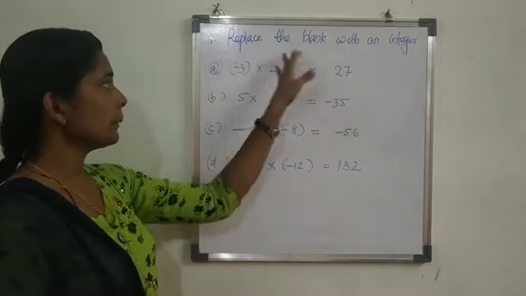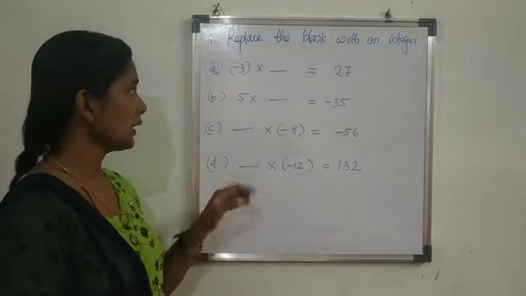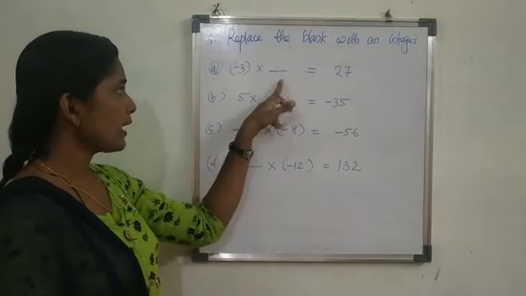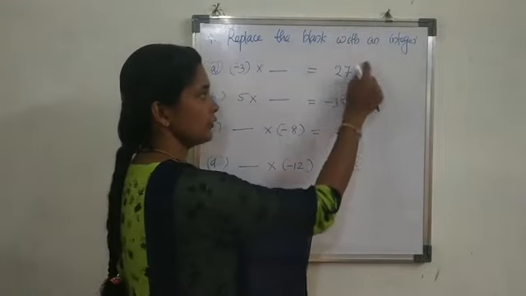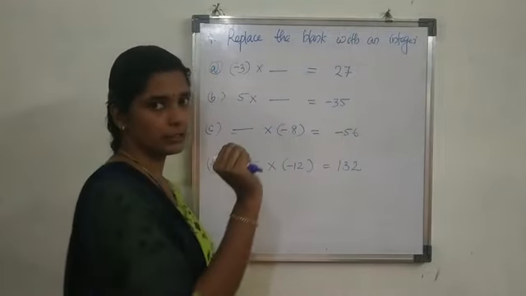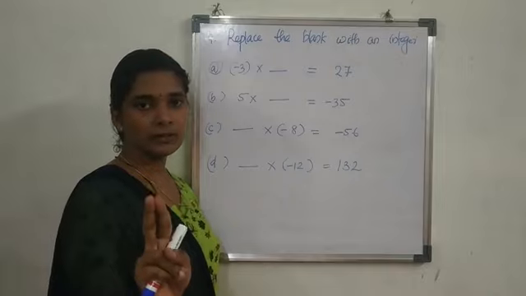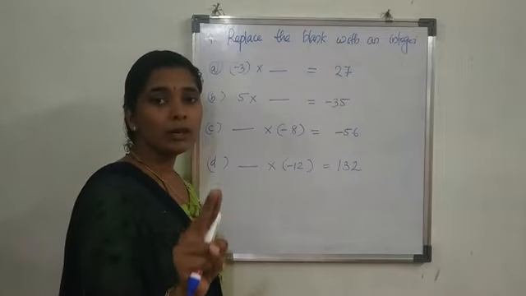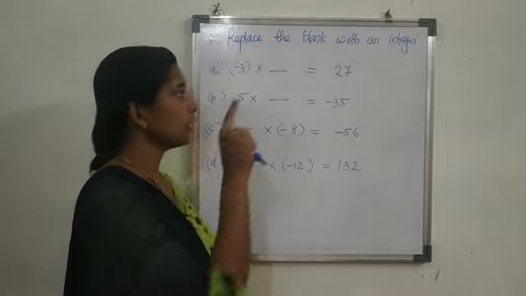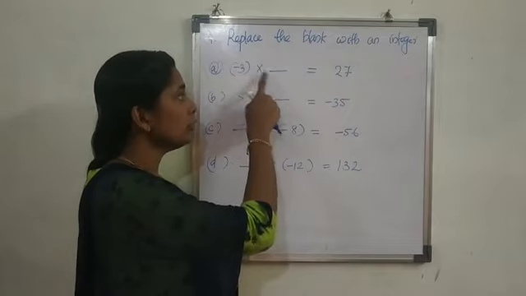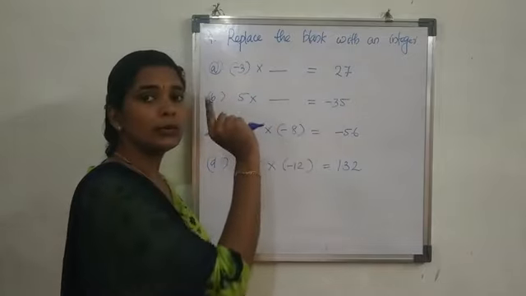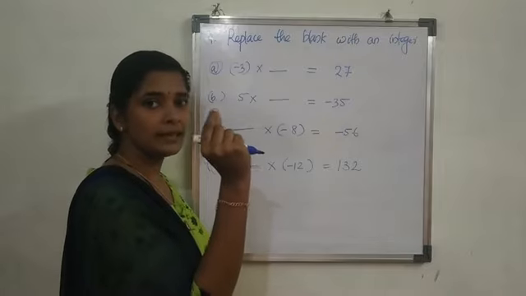Next, replace the blank with an integer. Minus 3 into dash is equal to 27. Okay, first you just take the answer, that is positive 27. Positive 27 means there must be an even number of negative integers. Okay, here 1 is negative and 3 into dash is equal to 27. 3 into 9 is 27.